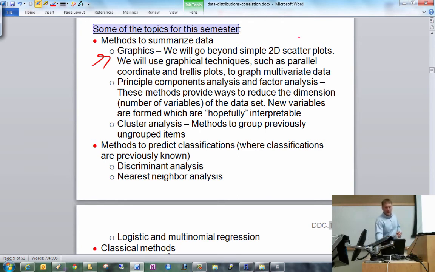We'll do simple scatter plots, for example, but we'll look at other techniques such as trellis plots that help us look at multivariate data. If you do a simple two-dimensional scatter plot, let's say x1 versus x2, you graph two variables. But what happens if you have 10? It's hard to represent that in two dimensions. We'll look at ways that we can actually represent it in two dimensions and hopefully make sense of a data set. We'll be looking at principal component analysis and factor analysis.